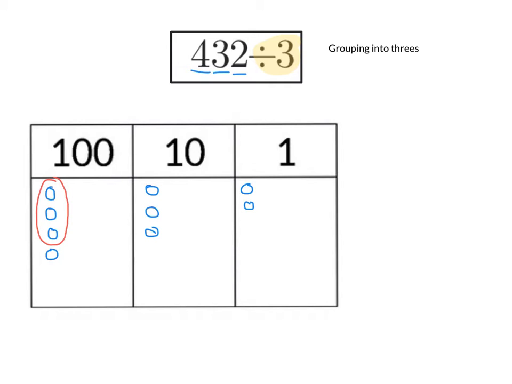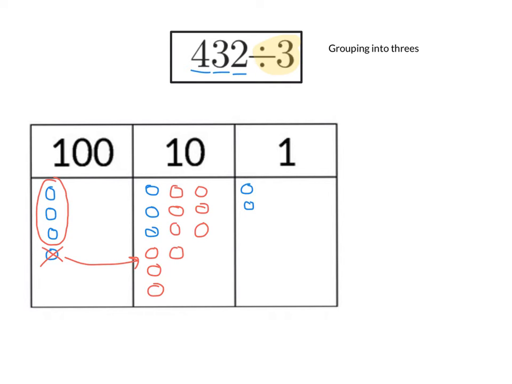Now this one here, this 100, I can't group it. So what I have to do is turn this 100 into tens. Well, how many tens are there in 100? Well, there's 10. So I'm going to put 10 tens here. 1, 2, 3, 4, 5, 6, 7, 8, 9, 10. And I can start grouping again.